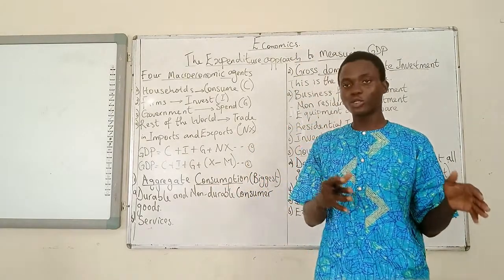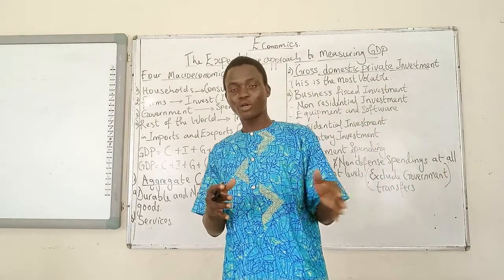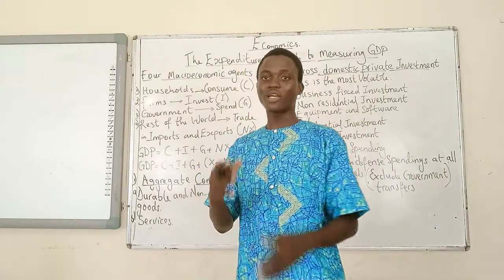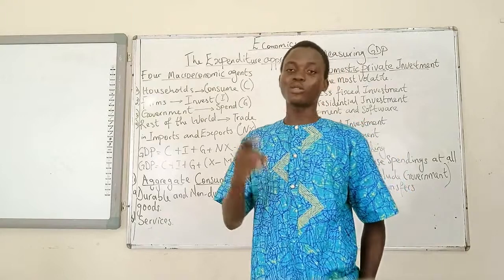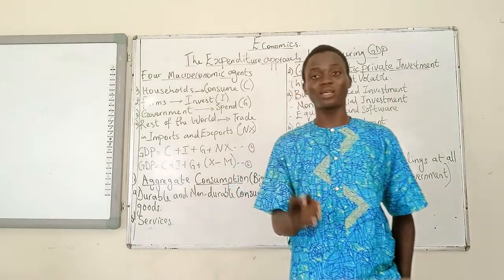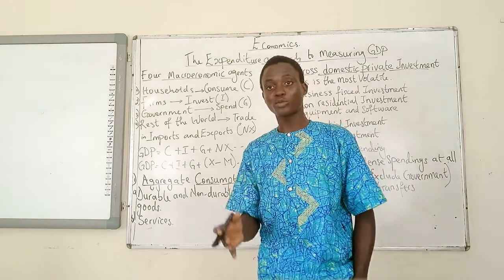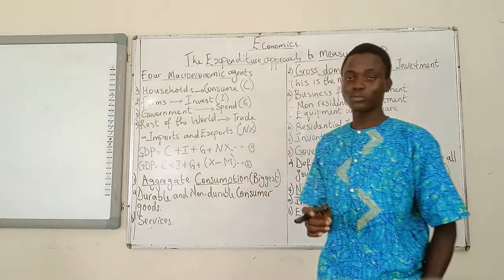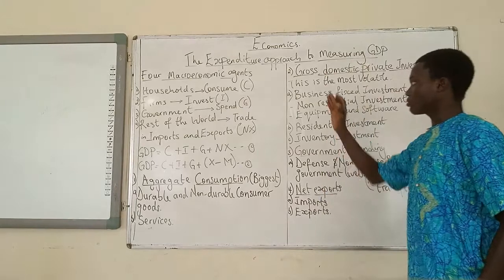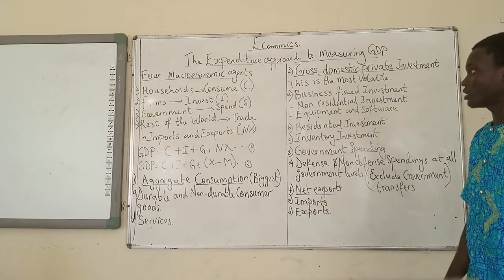Expenditure approach is the summation of all the aggregates. We call it aggregate spending of every economic agent in an economy on the currently produced final goods and services. So the goods and services should be currently produced and they must be in their final form.